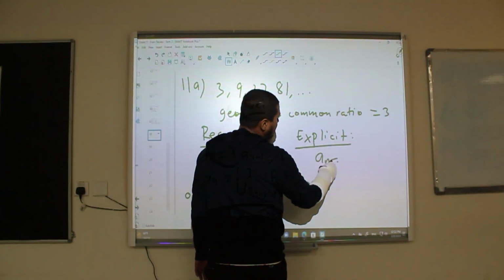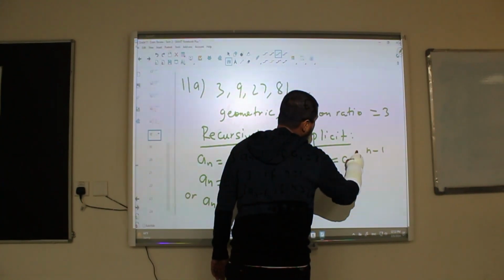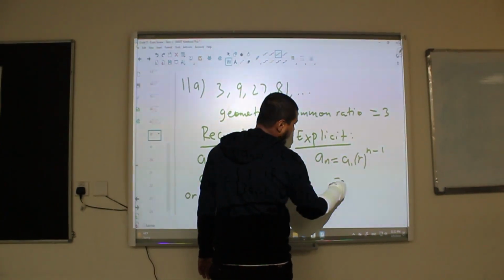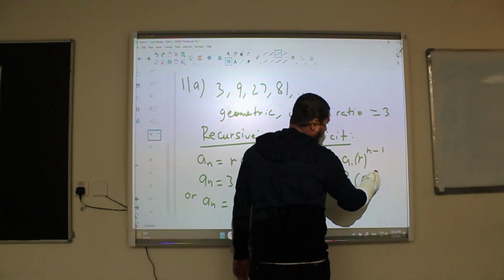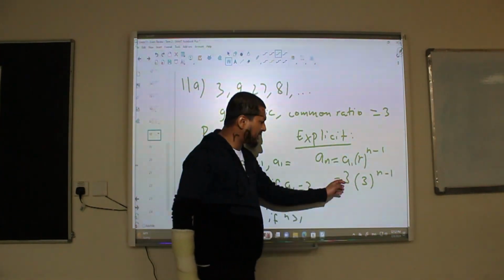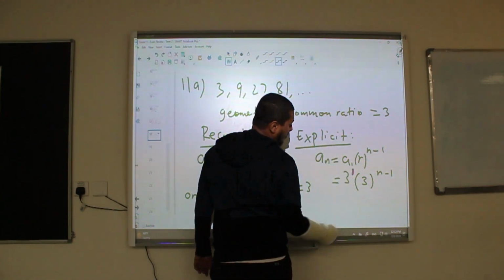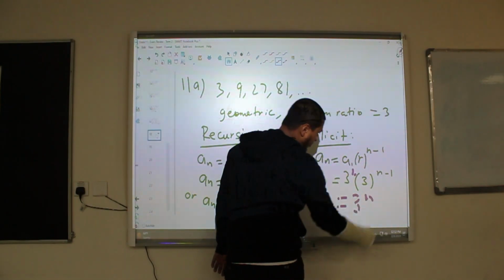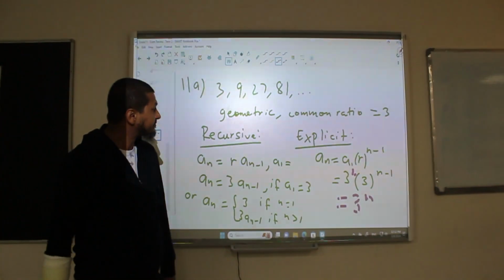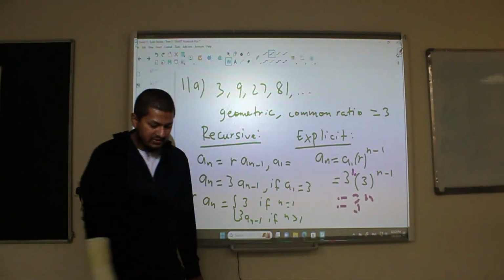It is given by a_n is equal to a_1 r to the power n minus 1. So what's a_1? 3. r is also 3, to the power n minus 1. We know when we multiply powers of the same base, you can just add the powers. So remember, this is to the power 1. 1 minus 1 cancel out, so you can also write the answer as 3 to the power n. Okay? I hope you understand, guys.